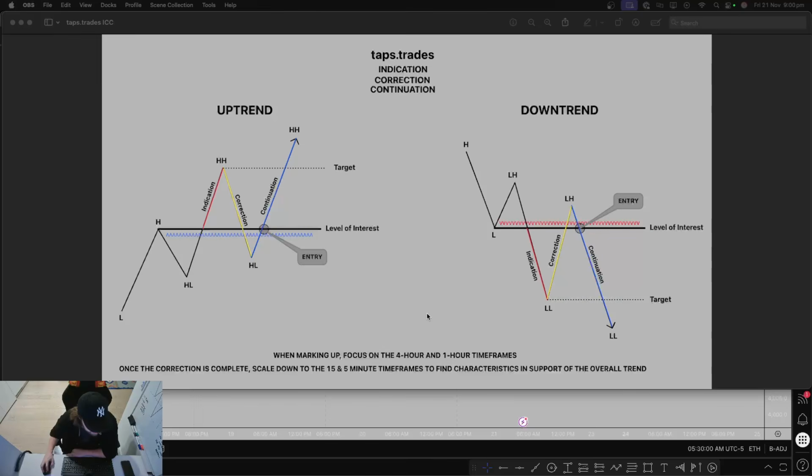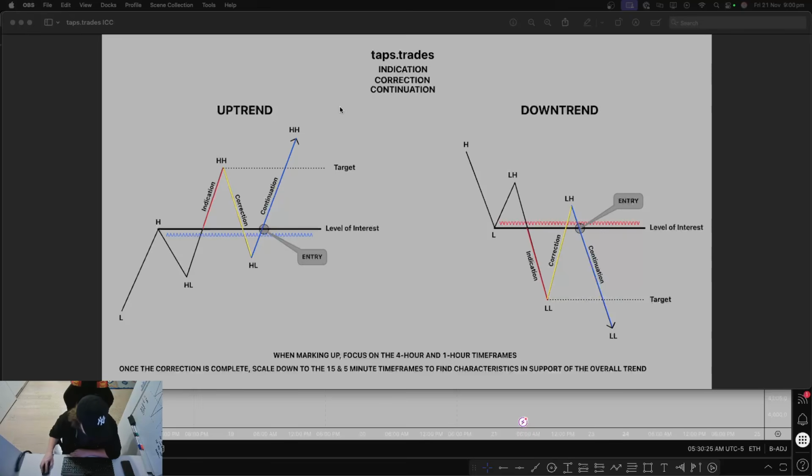When we're looking at market structure and marking up our charts using the ICC strategy, we want to mark up our charts on the 4-hour time frame and the 1-hour time frame. And that's really, really important that we do that. So we're looking for these key characteristics on this higher time frame. Let's get straight into it.